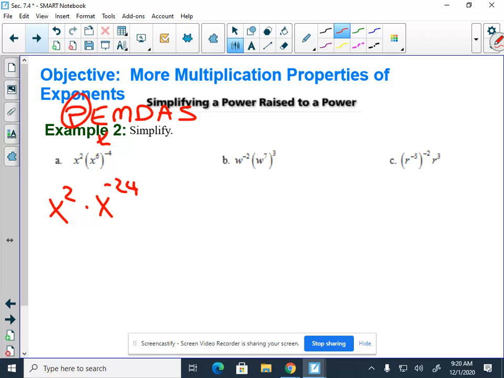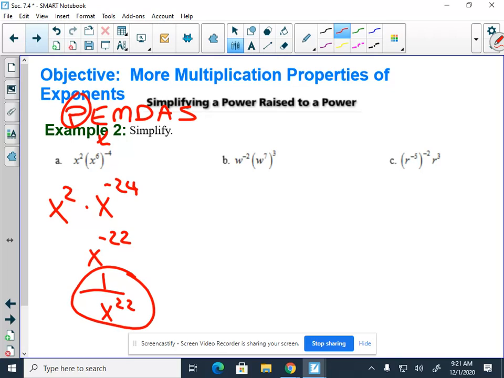Now from the last section, 2 subtract 24 is negative 22. I don't multiply these because it's not a power raised to a power. I add them. But we don't leave negative exponents, so I rewrite this one as 1 over x to the positive 22 power because the negative exponent moves it to the bottom.